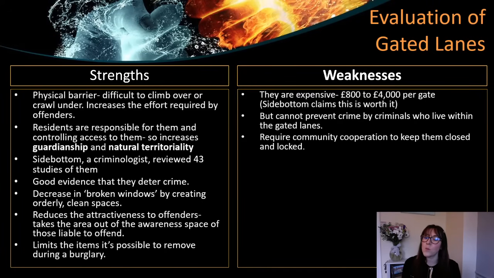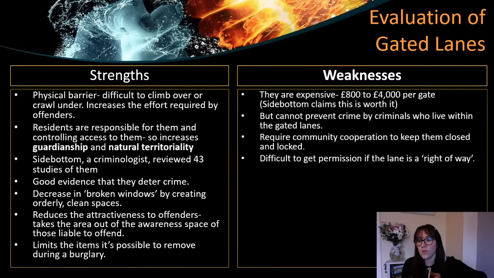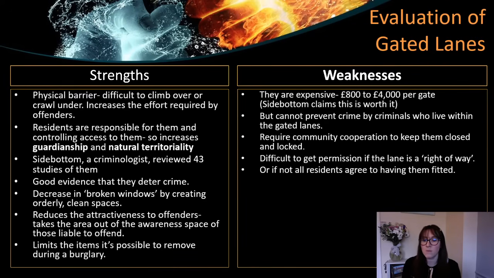It requires community cooperation to keep them closed and locked. What happens if you just leave the gate open? What happens if you lose your key and someone gets access? It's difficult to get permission if the lane is a right of way, so if it's a throughway, for traffic or for bin wagons, things like that. Or if not all residents agree to having them fitted. So what happens if someone doesn't want them? Therefore, they won't use them properly, and one bad apple spoils the whole process.